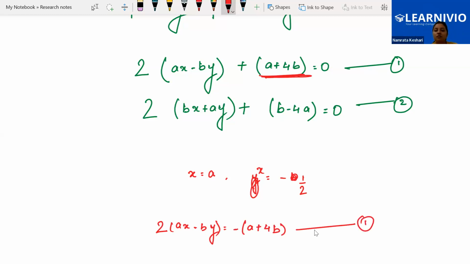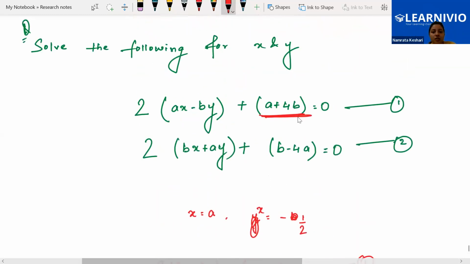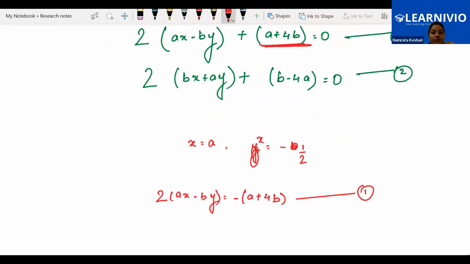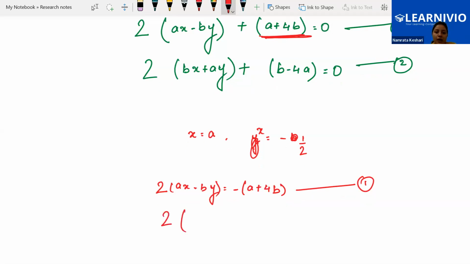Okay, equation 1, I have not changed anything yet. I have just shifted this constant term to the other side. If you have not done it like this, it's totally fine. We are just going to see whether x value is a or x value is minus 1 by 2. Twice bx plus ay is equals to minus of b minus 4a. We are just shifting this constant to other side.